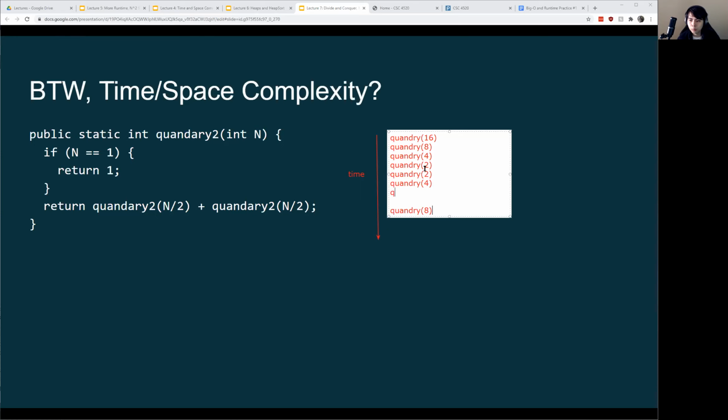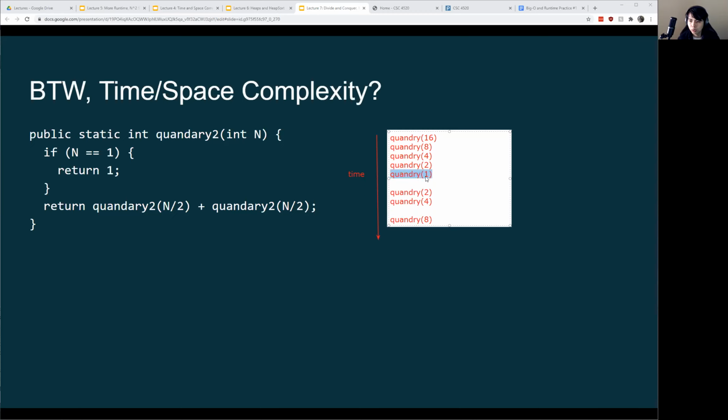But after we're done calling quandary of 2 and calling quandary of 2 here, we're going to call quandary of 4 again, because that's what we do in quandary of 8, which means we're going to call quandary of 2 here, quandary of 2 here, right? Oh, sorry, I missed a step, actually. Instead of calling quandary of 2, we're missing doing quandary of 1 here. Quandary of 1 happens first, right?